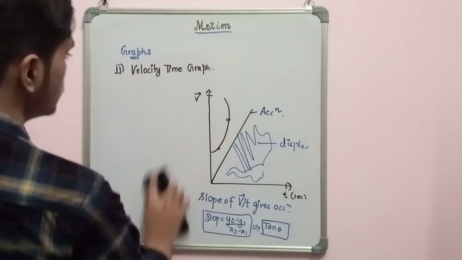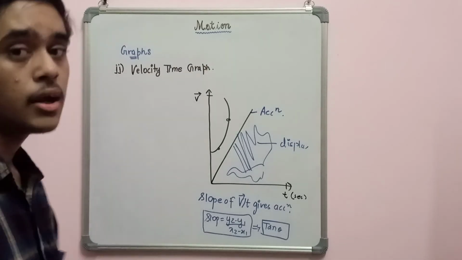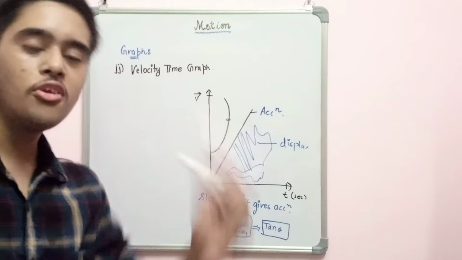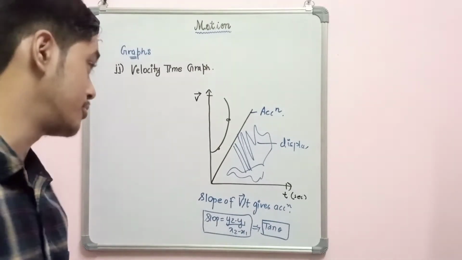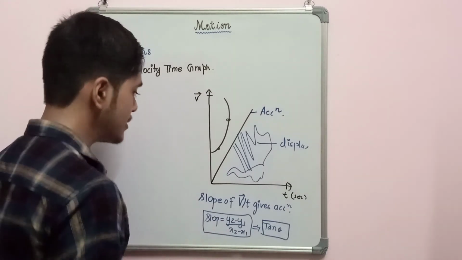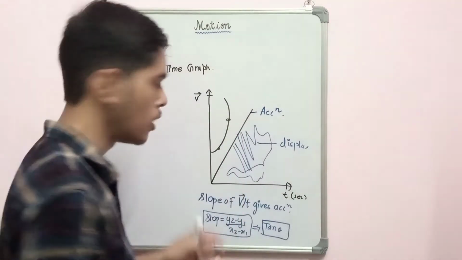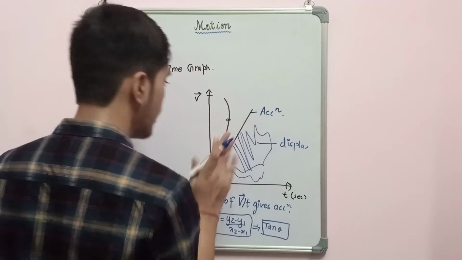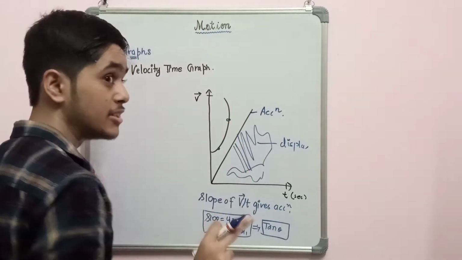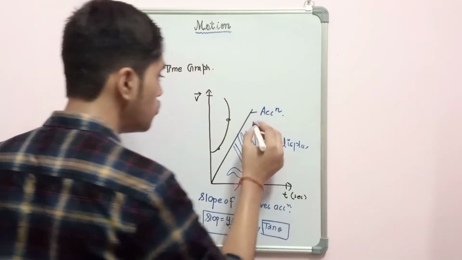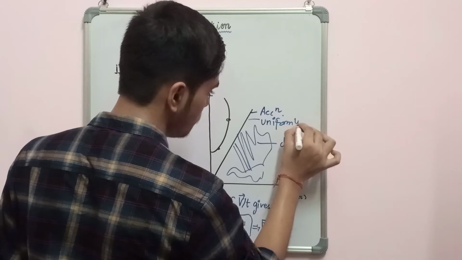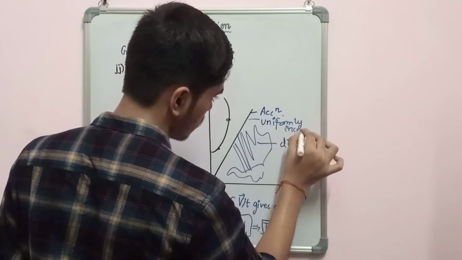Now comes increasing acceleration, decreasing acceleration, uniformly increasing acceleration, and uniformly decreasing acceleration. Now this is very confusing. How can we learn it? See, this is an increasing acceleration. If you see it, it is increasing at every time. This itself is an increasing acceleration, but this is uniformly increasing.